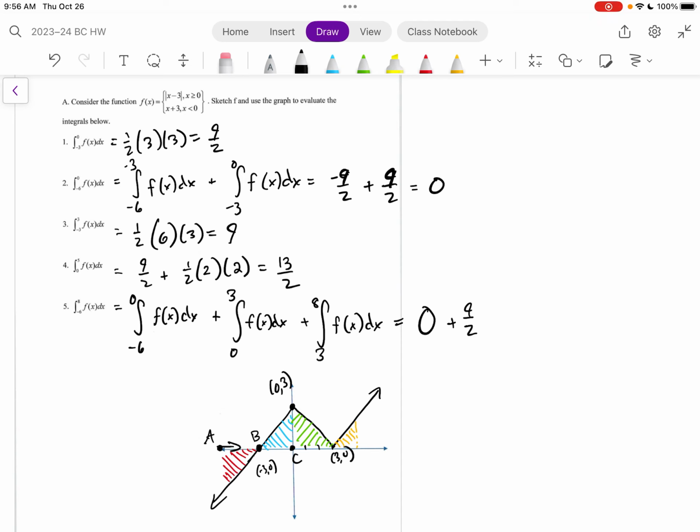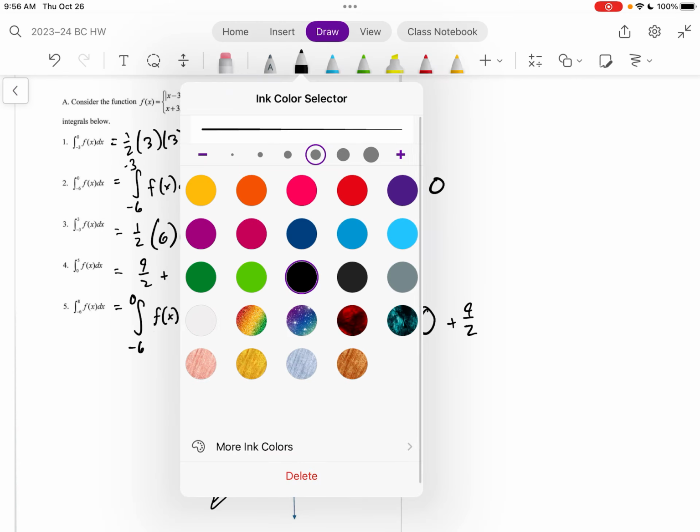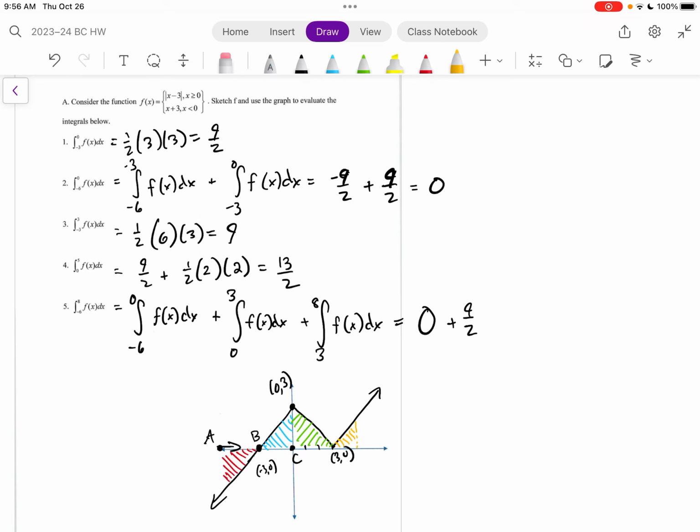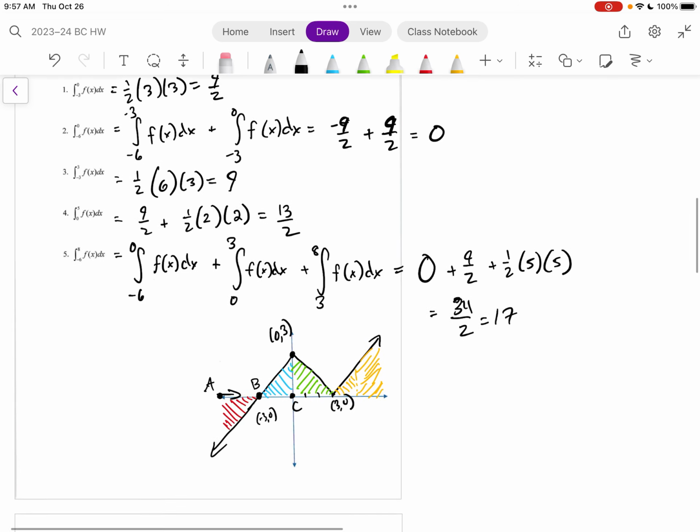And then 3 to 8, that's, I'm running out of colors here, that orange triangle. Well, we'll use orange again, plus this other orange triangle out to 8. So that would have base 5 and height 5, so that's 25/2. I think this whole thing is maybe 34/2 or 17. I think that's what I would get. I hope that made some sense.